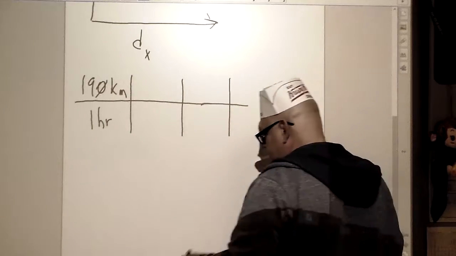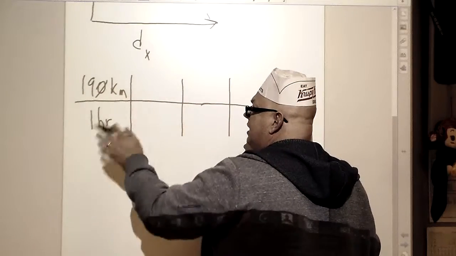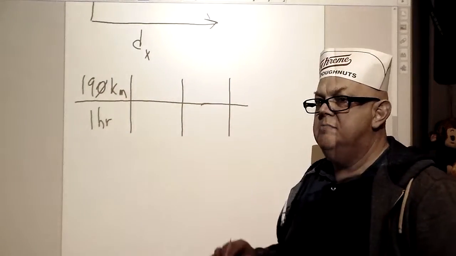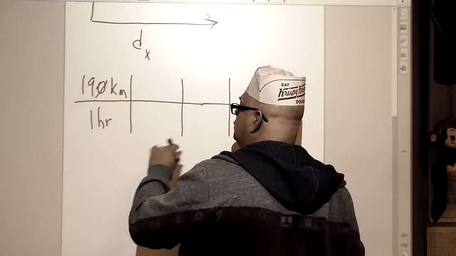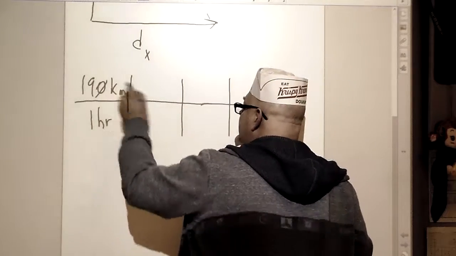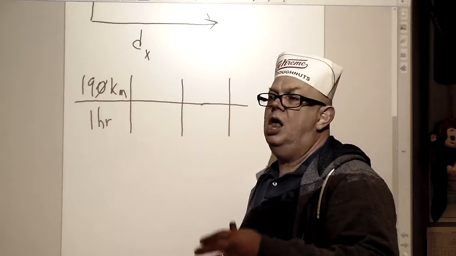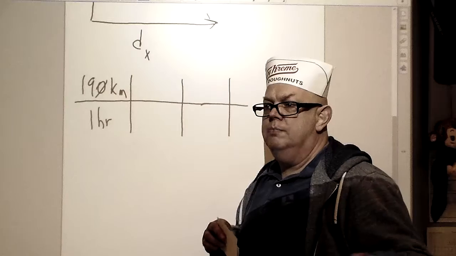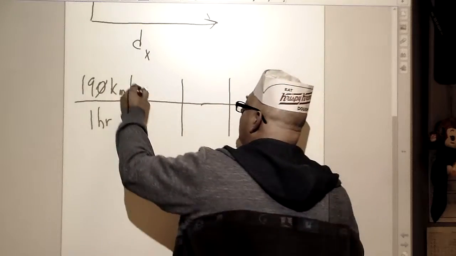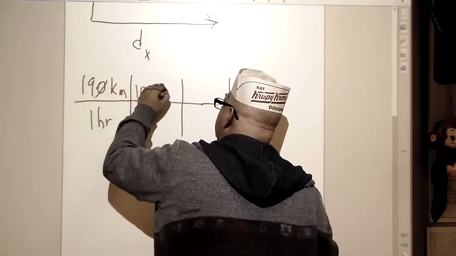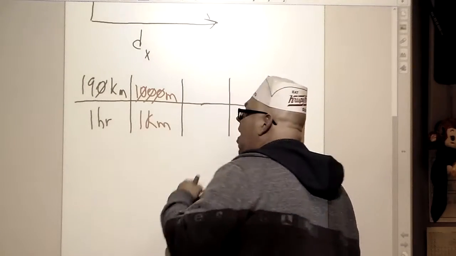So I have 190 kilometers and I need to change that to meters per second. That's my goal. It doesn't matter if I change the hours to seconds or the kilometers to meters, as long as you know how you're setting it up, because you want your units to cancel out. If I take 190 kilometers and change it to meters, that's going to be a pretty big number, because 1 kilometer is larger than a meter. So we're going to put 1,000 meters up here to 1 kilometer.